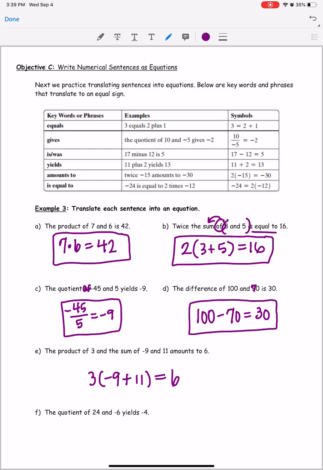So again, this is one you can check. Parentheses first. Please excuse my dear Aunt Sally. Parentheses. Negative 9 plus 11 is 2. And 3 times 2 gets you to that 6.